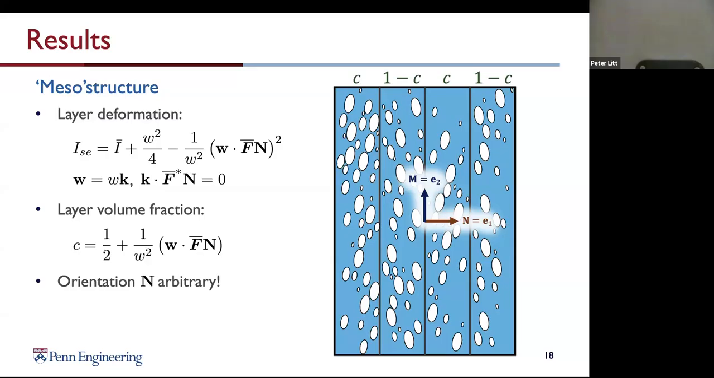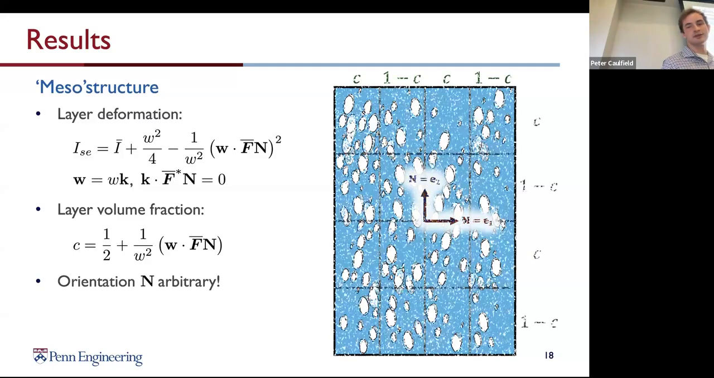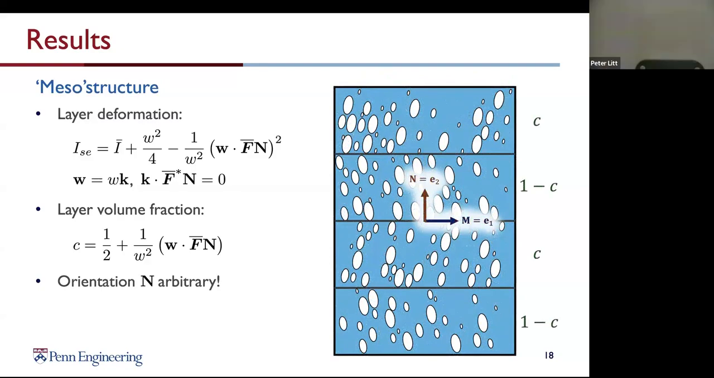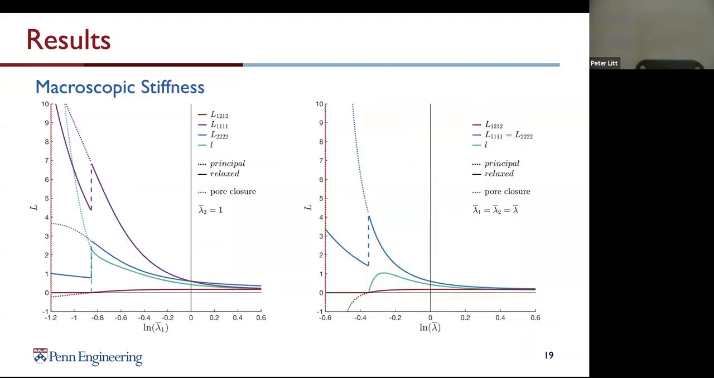It'll just result in a different deformation in each layer and in a different volume fraction of each set of layers. So you could have something that looks like this, but you could also have something that's flipped the other way, where now you're arranging it vertically or anywhere in between. Okay, that's what the mesostructure looks like.